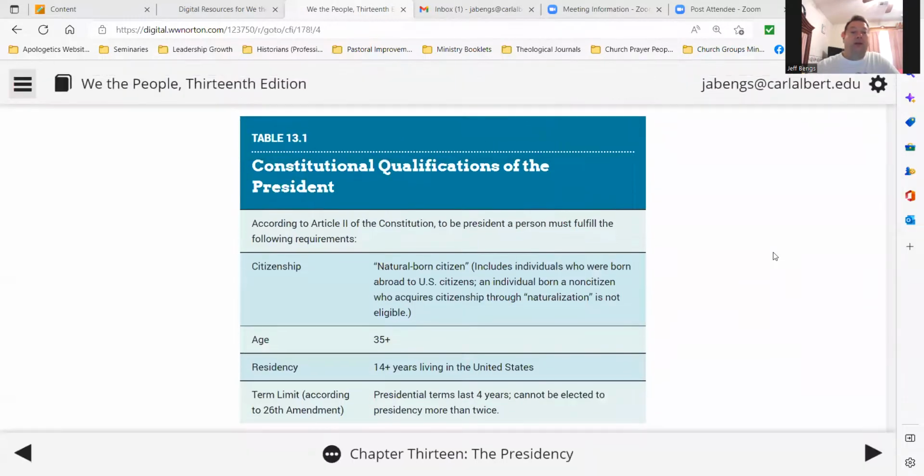Very quickly, before we look at the powers, the qualifications of a person who wants to be president: you have to be a natural born citizen, which includes people who might be born outside of the United States, maybe they had a dad who served as an ambassador, let's say to England, and that person was born in London. They're still a natural born citizen.